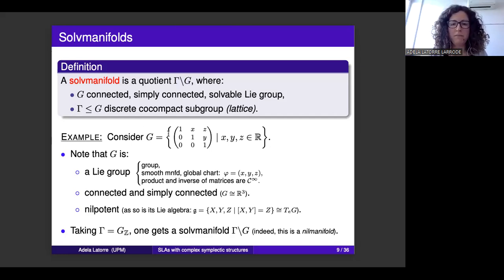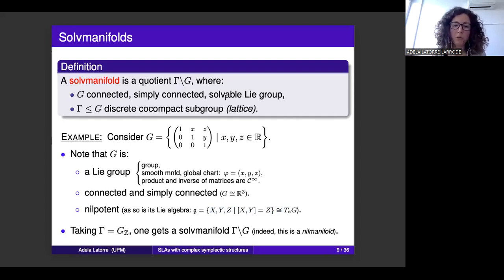We consider this set, which is given by upper triangular matrices with ones in the diagonal, and these three entries in R. One can easily check that G is a group, and it's a smooth manifold, in fact it has a global chart given by this map. And one can check that the product and the inverse of matrices in G are smooth functions. Moreover, this set is connected and simply connected because it is essentially like R^3. And if one computes its Lie algebra, which is actually the three-dimensional Heisenberg algebra, one can check that the Lie algebra is nilpotent, so solvable. And this makes our Lie group a solvable Lie group, in fact, a nilpotent Lie group.